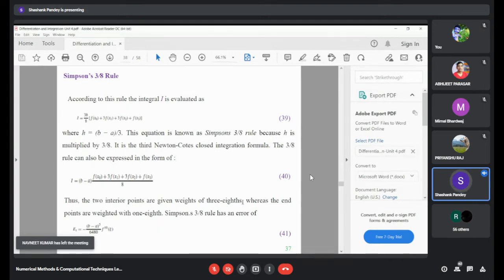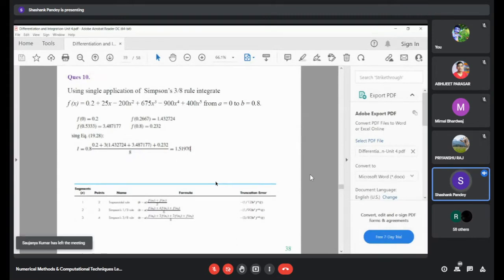In equation number 14.1, you can see this error estimate is given by (b minus a) raised to the power 5 over 6480, and the value of the function, the mean average value of the fourth derivative of the function. So let us solve one problem based on Simpson's 3/8 rule.